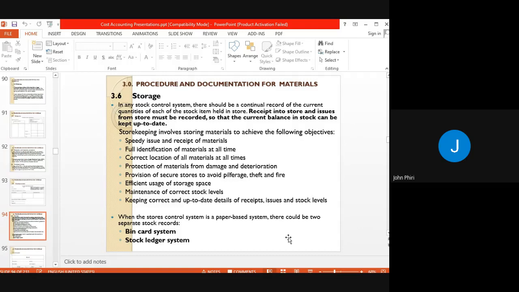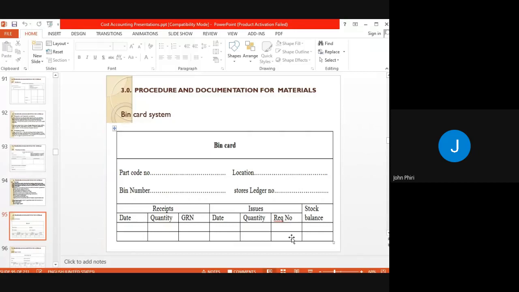So now, in a store, there are some records that you need to keep when the goods are received. One is called the bin card system. Another one is called the stock ledger system. Some of you might have the opportunity, when you begin to go into industry, to work in this field or area, because up to now it will never be eliminated completely. So you may have a job filling in bin cards.